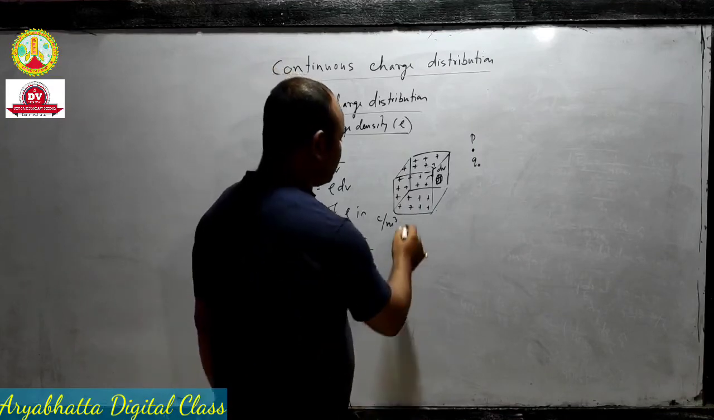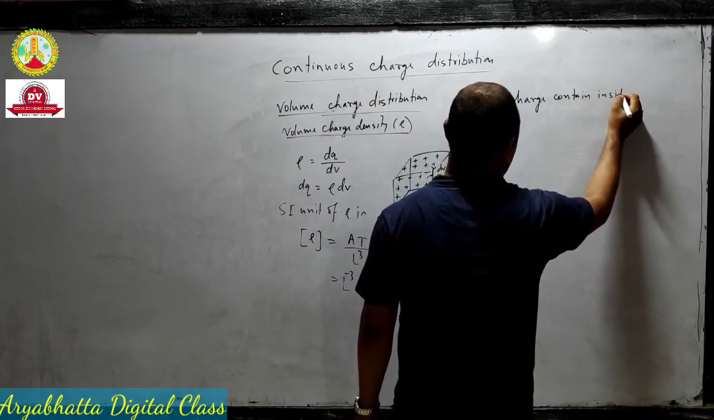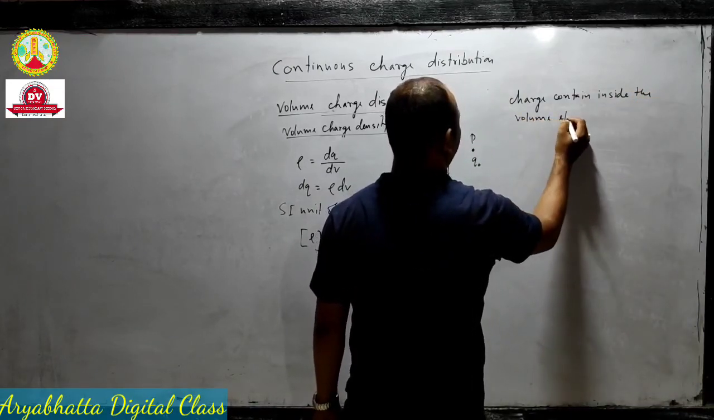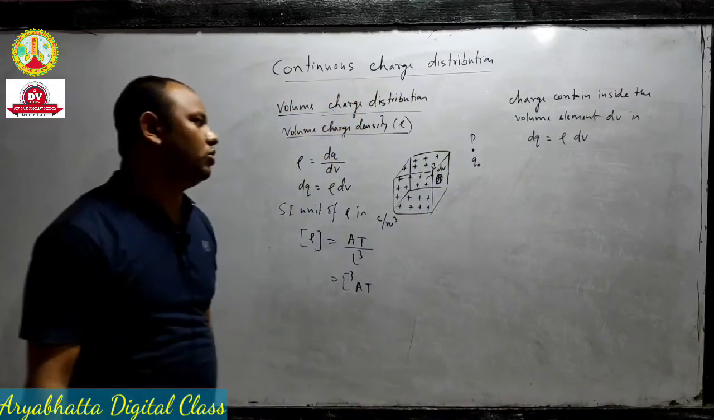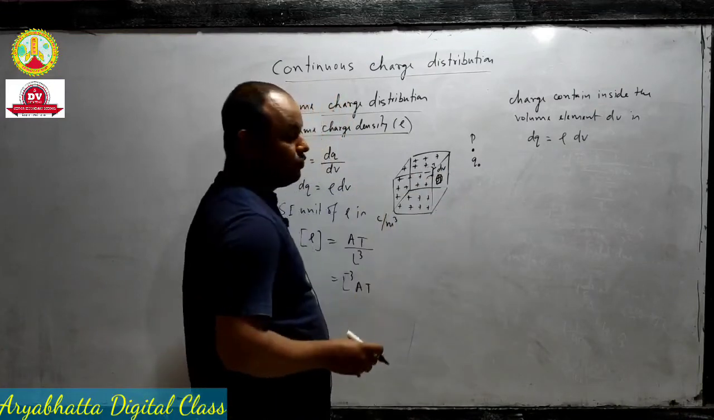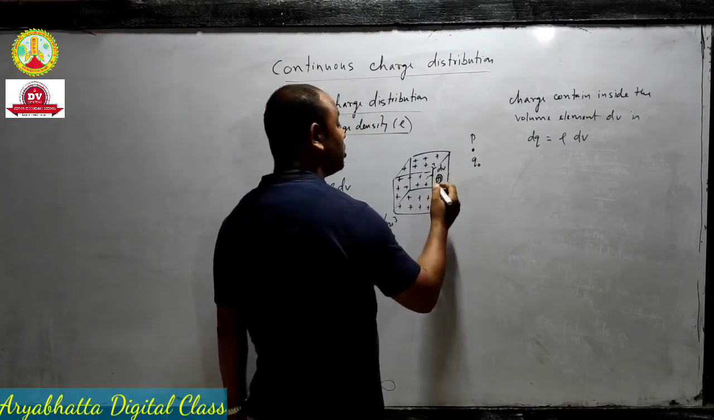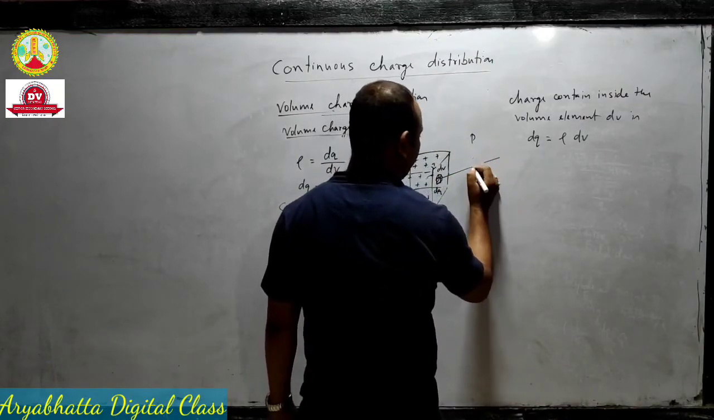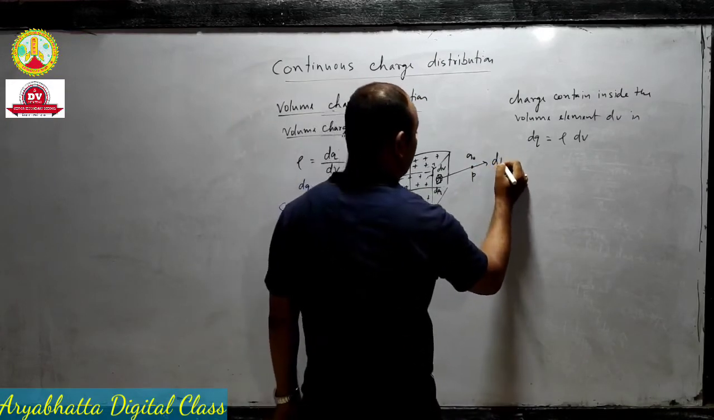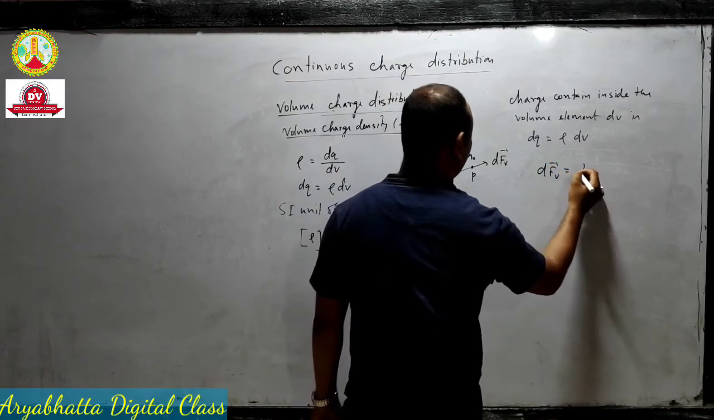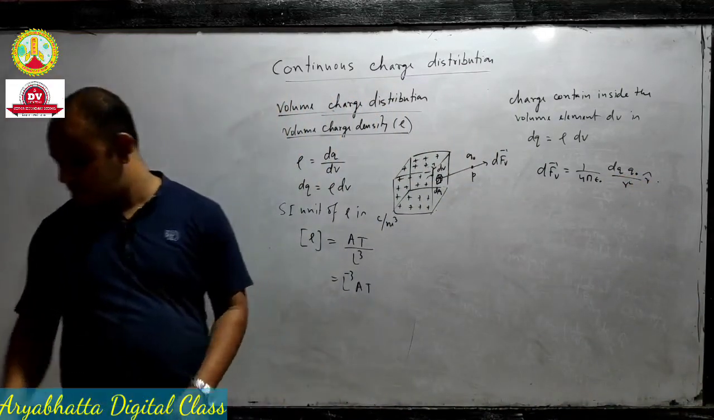The charge contained inside the volume element dV is dq, equal to rho dV. dq is the amount of charge present inside this volume, and that dq charge will repel this q naught in this direction with a force dFv. According to Coulomb's law, dFv is equal to 1 by 4 pi epsilon naught dq q naught by r square r cap.